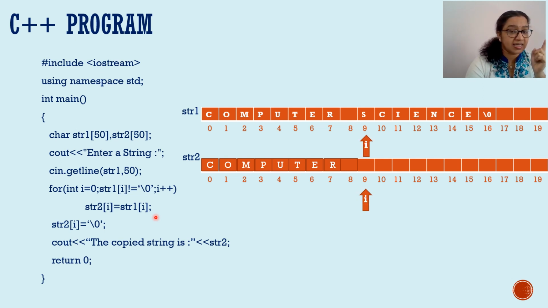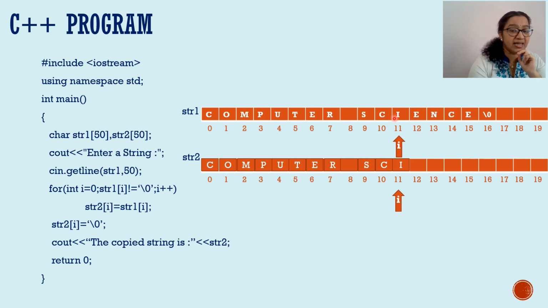Now the letter is S. So I is incrementing to the 9th position and it's checking, is it slash 0 or not? It is not, so copy that letter to the 9th position. So S is copied. Now next is the 10th position. Yeah, the 10th position is also not slash 0. So str2 of 10 is equal to str1 of 10. So the letter C will be copied there. Letter copied. Now I is incrementing to the 11th position.